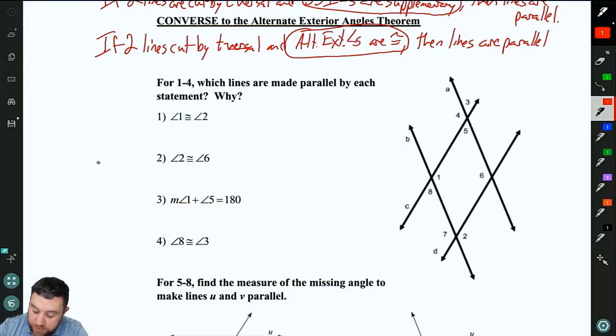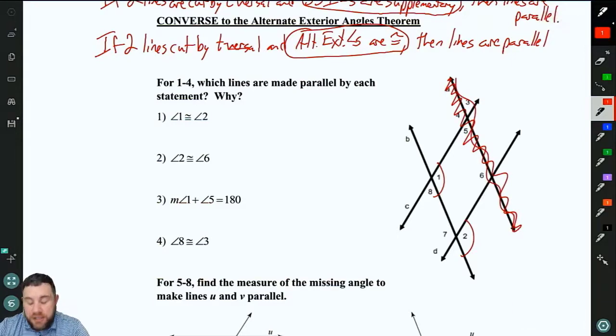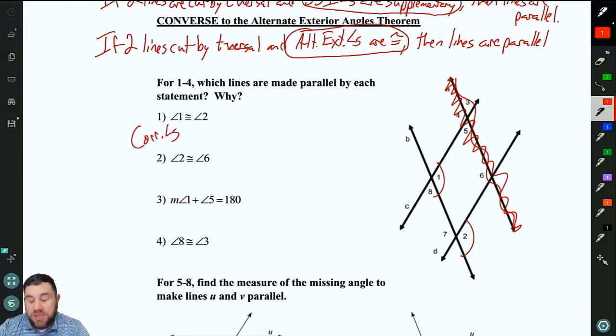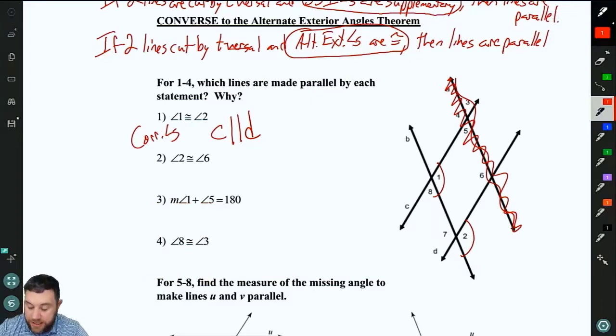For number 1, we know these two angles are congruent. Since we're looking at angles 1 and 2, it does not include line A at all, so we don't even look at line A. First of all, what type of angles are those? They are corresponding angles. And if we know they're congruent, then which lines are parallel? Well, that's C and D, because their names are right there. So we totally disregard line A in that problem.